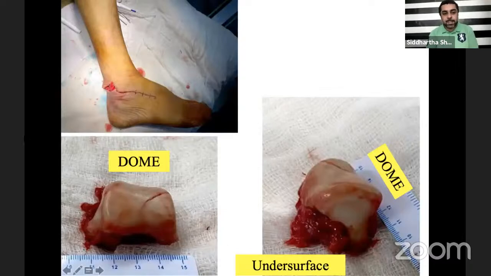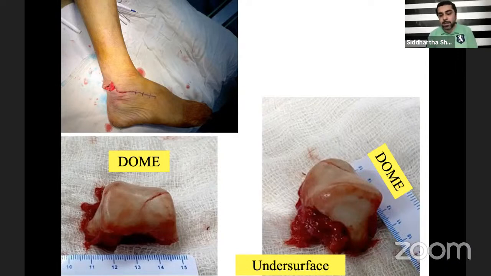So these are the intraoperative pictures. Now in this case, as soon as we did the debridement, we found that the talus body was completely free. The dome cartilage was more or less intact, except for a small cut here, perhaps. And then there was extensive undersurface comminution. So this gets me thinking, the subtalar joint cartilage is already gone.